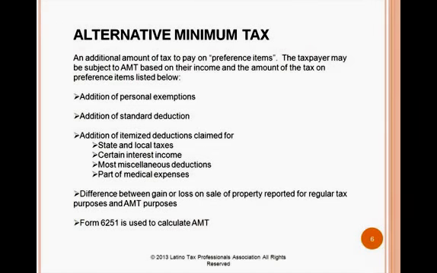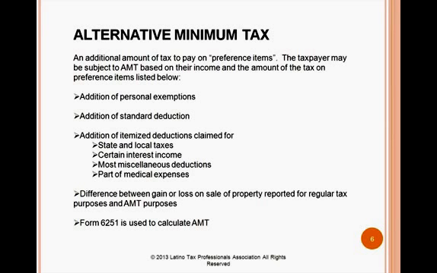Another interesting tax out there is called the alternative minimum tax. I love the fancy names they come up with. We call it AMT. Actually, we like the initials AMT to represent because it stands for add more tax. And it truly does. It's an additional amount of tax to pay on preference items.